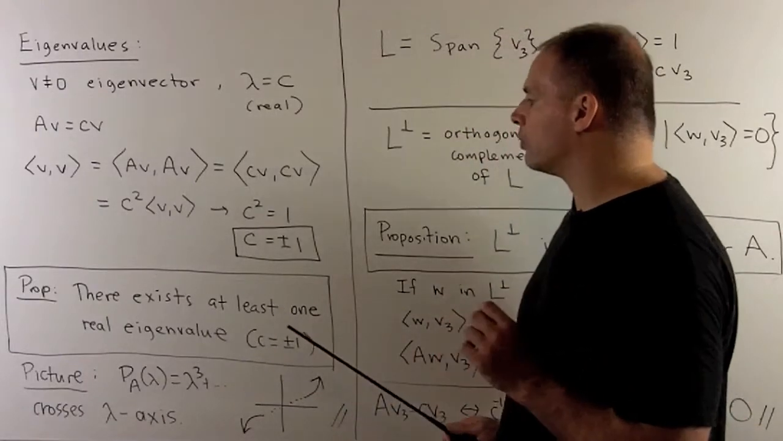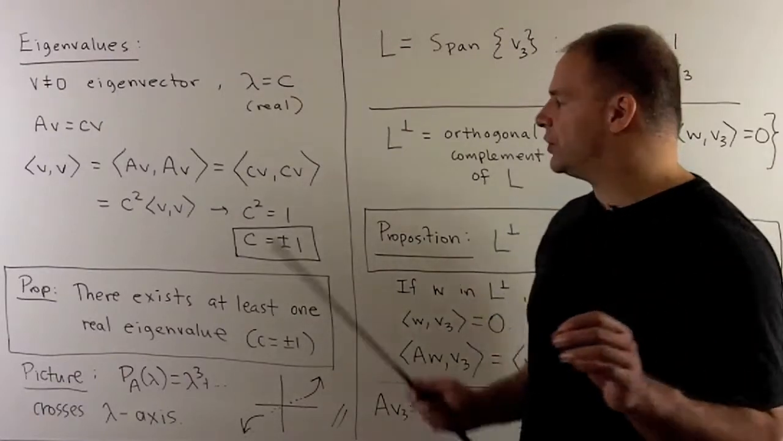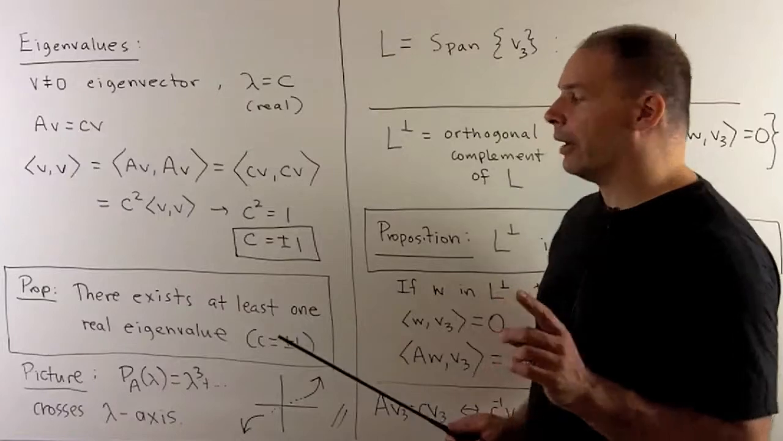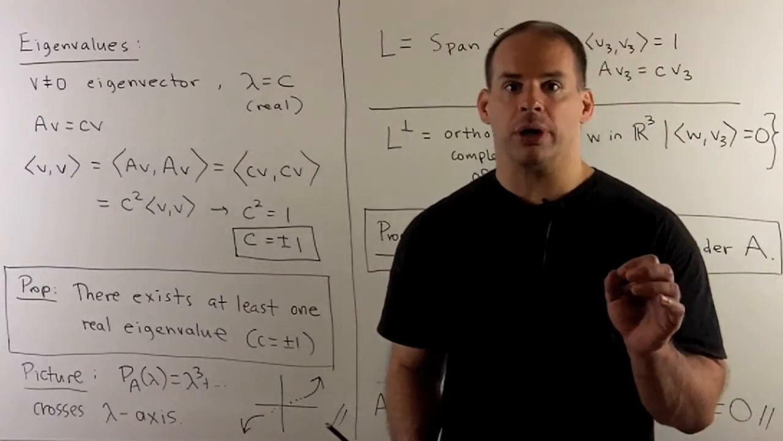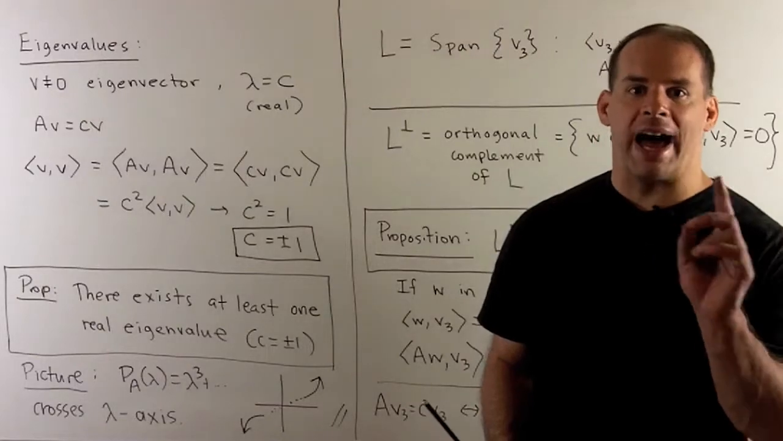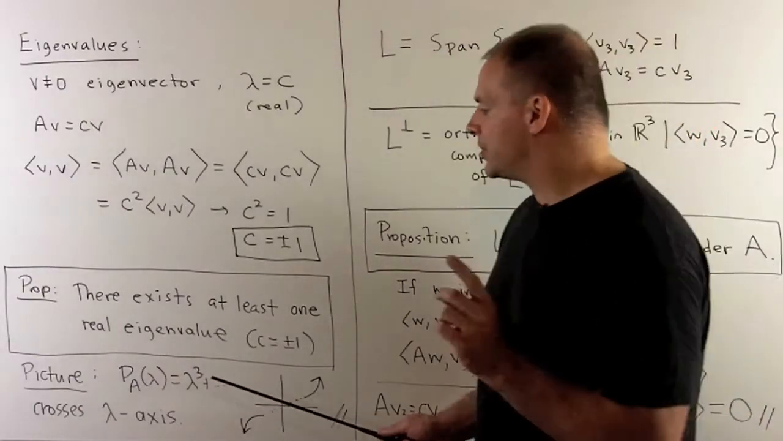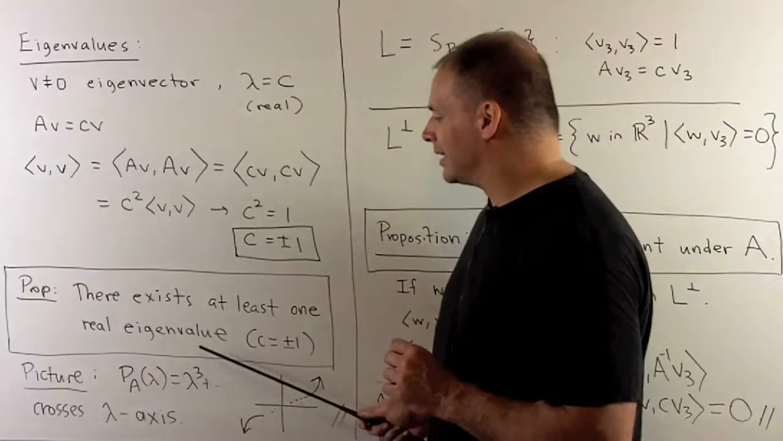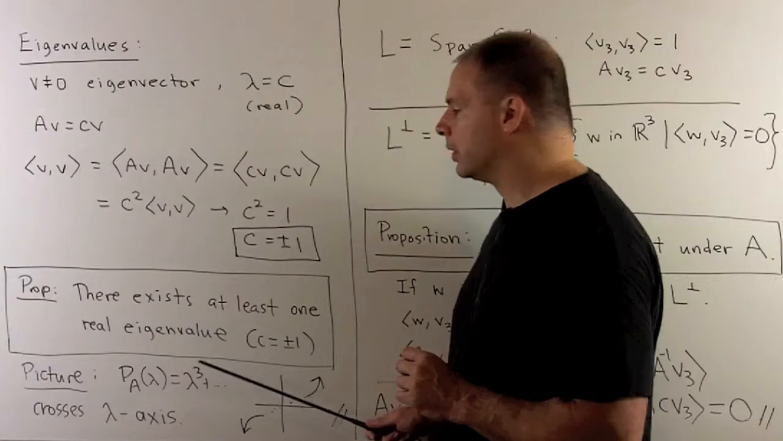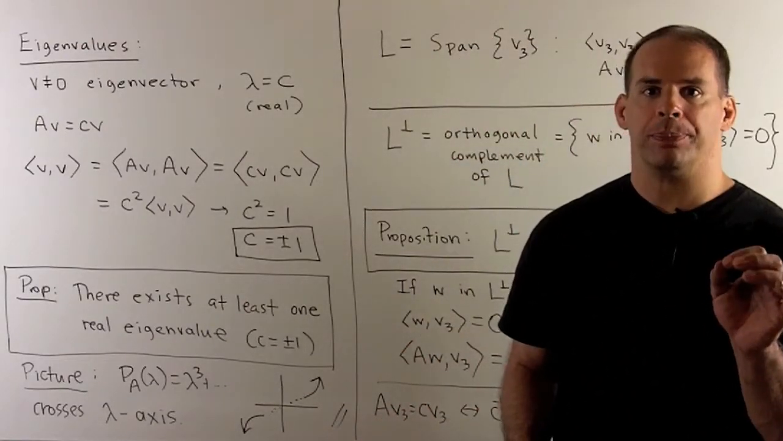There exists at least one real eigenvalue, and then since there is one, we've just seen that it has to be equal to plus or minus 1. Now, this is just proof by picture. So if we consider the characteristic polynomial of A, the eigenvalues are going to be the zeros of the characteristic polynomial. Since I have a 3 by 3 matrix, the lead term on our characteristic polynomial is going to be lambda cubed. So the graph in the lambda y plane is going to be a cubic.